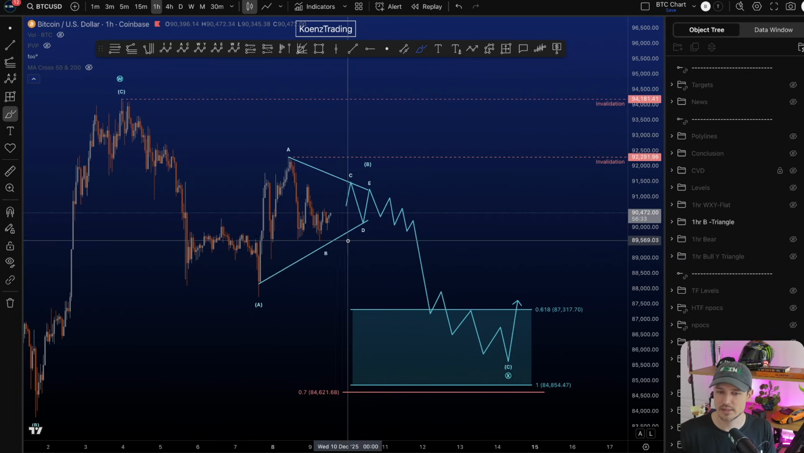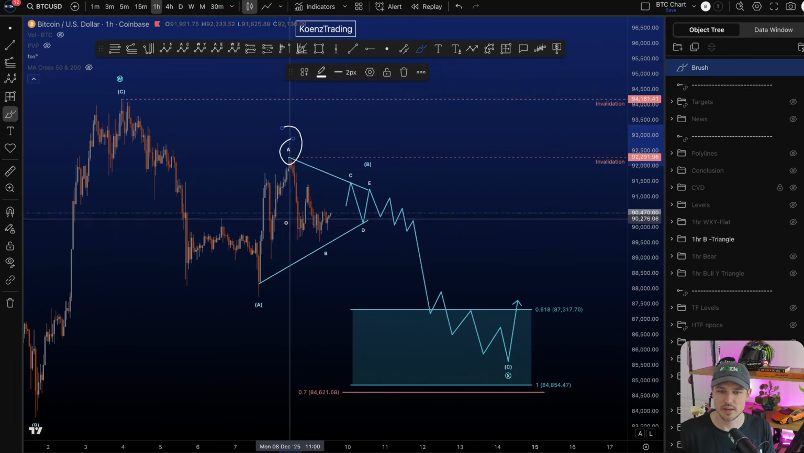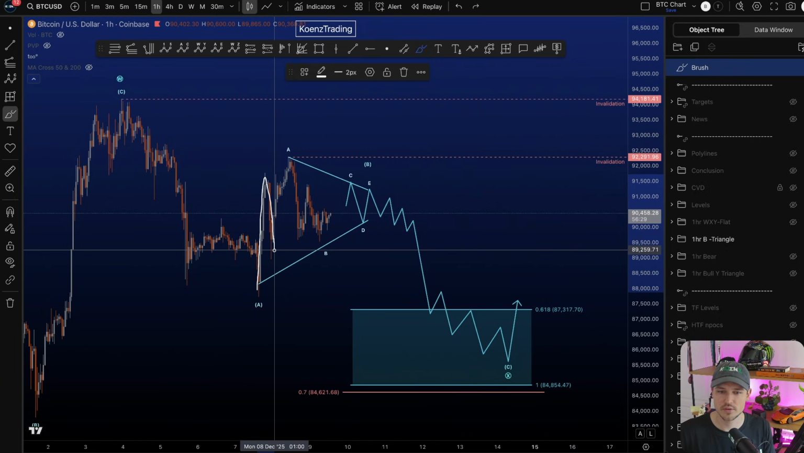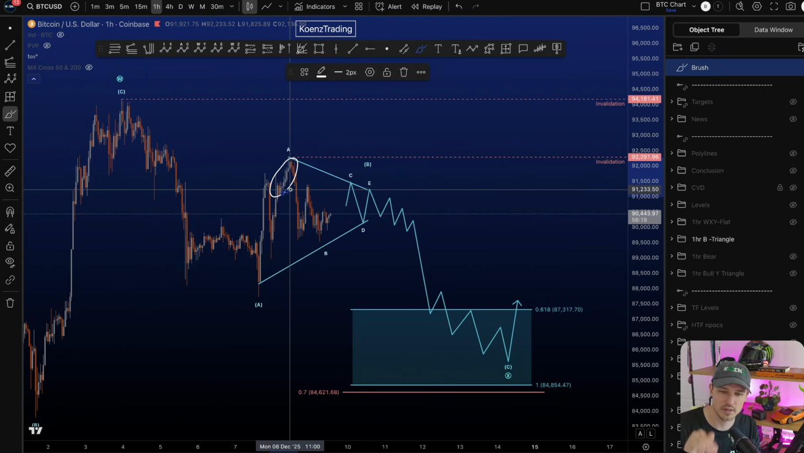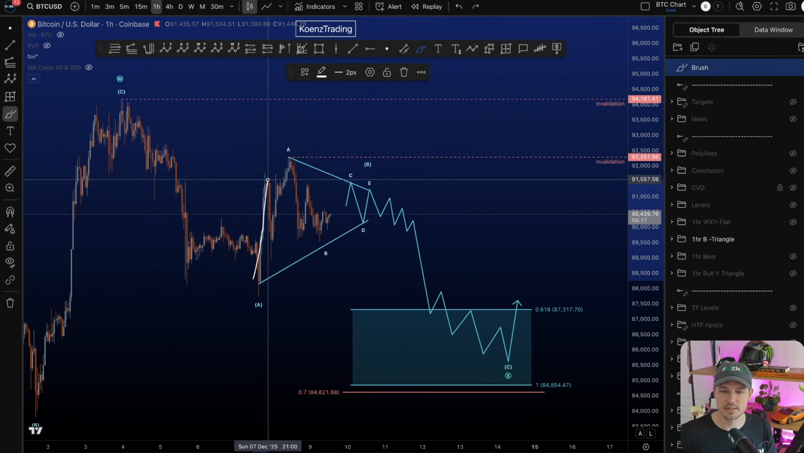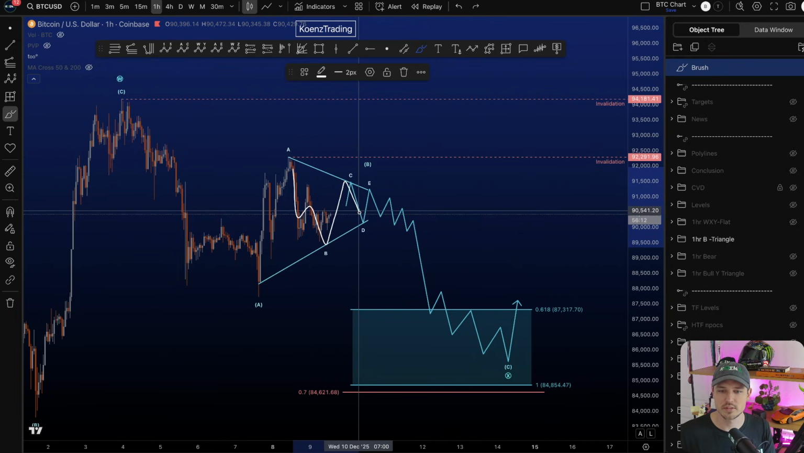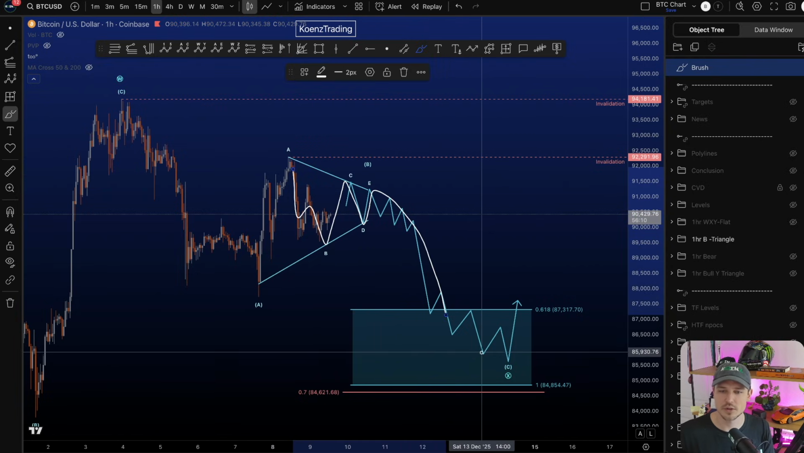Now, in this particular case, this wave A has to be a 5-3, and this then also has to be counted as a 5. Now, especially the end of this structure here is very, very messy and overlappy, so I don't really like to go into the very low time frames, but basically this needs to be a three-wave structure in an A, a three-wave structure in a B, and you look for a C, D, E, and then price moves down.